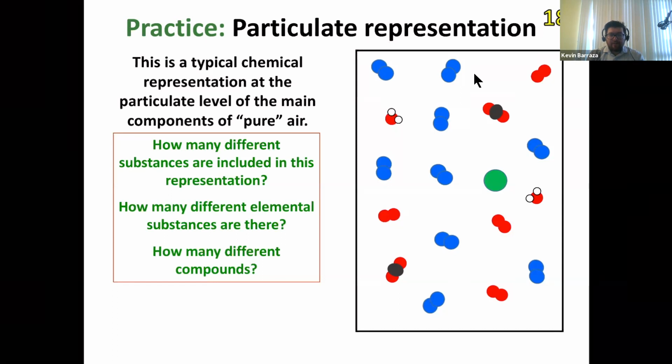So we're talking about everything within the black box. We want to say how many substances total, how many elemental, and how many different compounds.